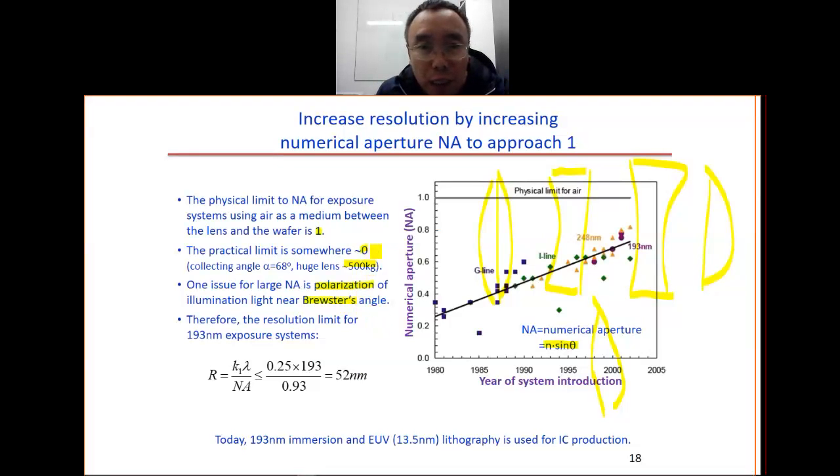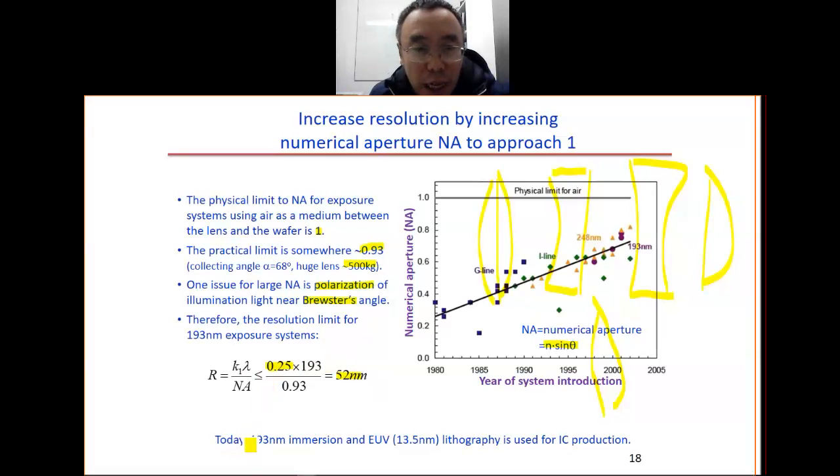For this numerical aperture, the k1 value for the Rayleigh criterion is 0.61. For a single exposure, the k1 value can be brought down to 0.25, so 0.25 times the wavelength divided by 0.93 gives you 52 nanometer. You can see that it is still not so small. To make it even smaller, we can further reduce the k1 value by double patterning and triple patterning, as we will see later on in the slides.